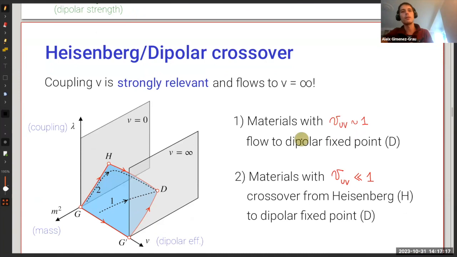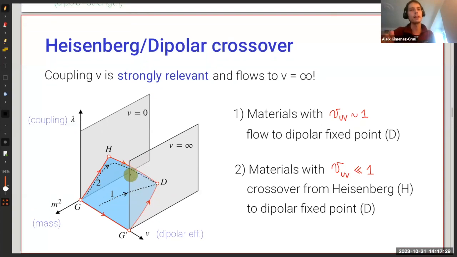And then when you do RG flow, you have some trajectory that lands directly into some dipolar fixed point, let's say. Actually, maybe let me explain this figure a bit better. Here I'm trying to represent the different couplings in our theory. We have one coupling which is lambda. We have the mass squared, which we tune to 0 to have a critical point. And then we have this V, which measures dipolar interactions.